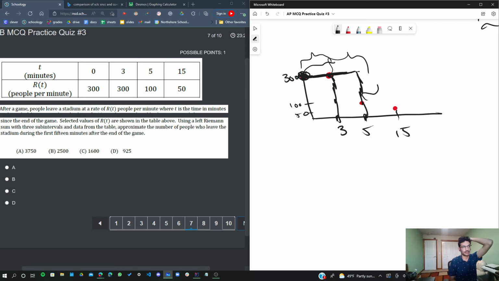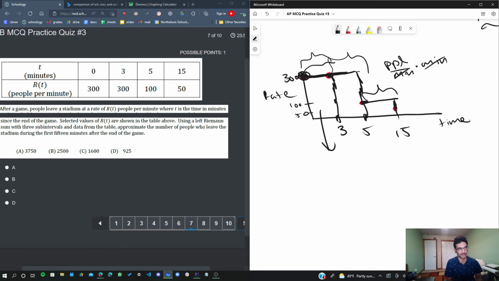And then in this interval, this is the left, so we're going to use that height. So then this is, okay, R of t is the number of people who leave. So then we just multiply, this is the rate, right? And rate times time, right? This is something like people per minute. Rate is people per minute, and then time is minute. So then you cancel those out, you're going to get the number of people. So if 300 people per minute left, in 3 minutes, that's around 900 people that left.